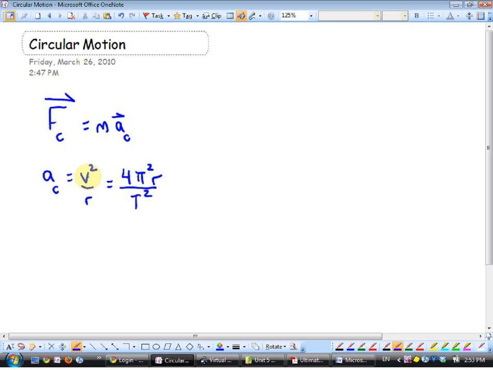I would use this one if they gave me the speed or asked me for the speed. I would use this one if I knew the period or they wanted me to find the period. Okay. Some key ideas. We said the direction.